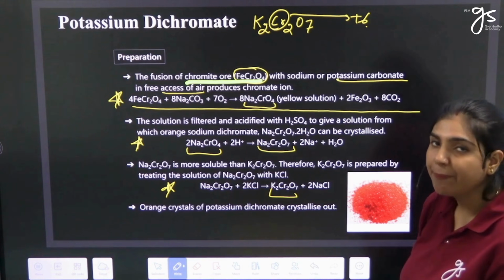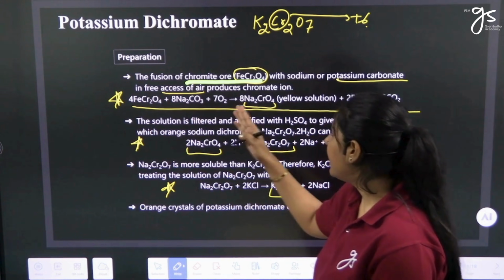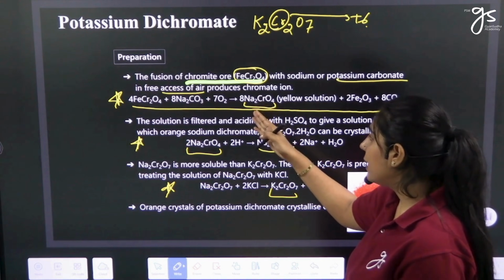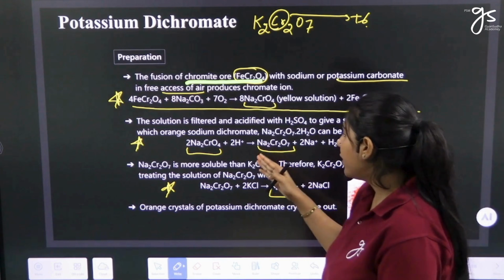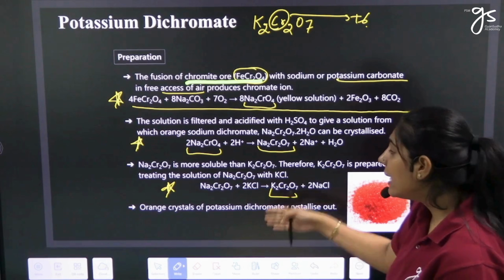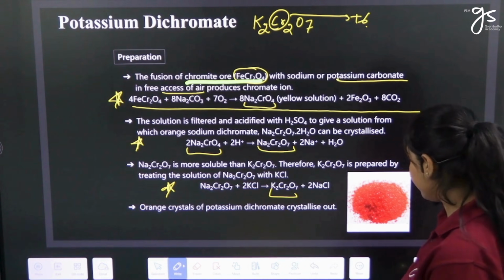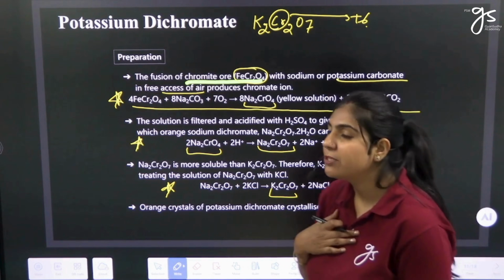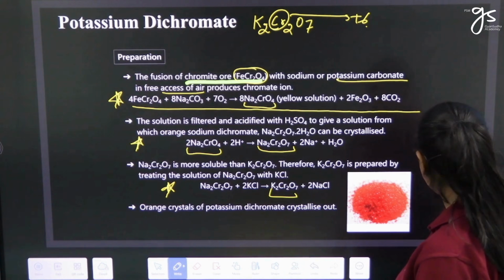You can easily see, and you can take the screenshot that firstly, in the first step, it gets converted into a yellow solution, that is Na2CrO4. In the second step, it gets converted into Na2Cr2O7. In the third step, on the reaction with KCl, it gets converted into the final one, that is K2Cr2O7. Yes, and what is the color of potassium dichromate? You can see on the screen, that is orange in color.